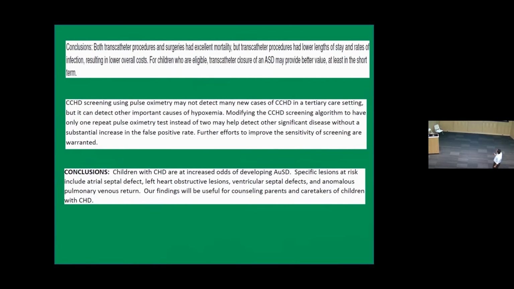This is the CCHD screening one. CCHD screening may detect many new cases, because that was in the descriptive part, but it can detect other causes of hypoxemia. So the first part of that study was descriptive, and that's kind of showing what it found. Modifying the algorithm, that was the simulation part, to have only one repeat pulse oximetry test instead of two may help detect other significant disease without a substantial increase in the false positive rate. That was the key take-home message, and that was important.